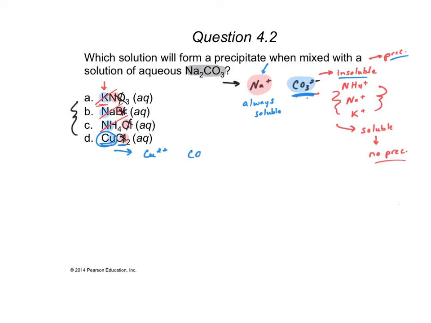Carbonate is also a 2-, so all we need is 1 and 1 to form our charge neutral salt. So we end up with a copper carbonate, and this guy would be a solid. All right, so the answer to this question is which solution? The answer to this is D, because copper will form a solid with the carbonate ions.